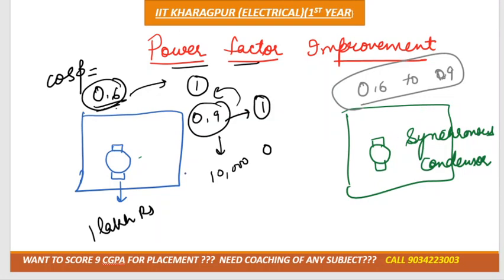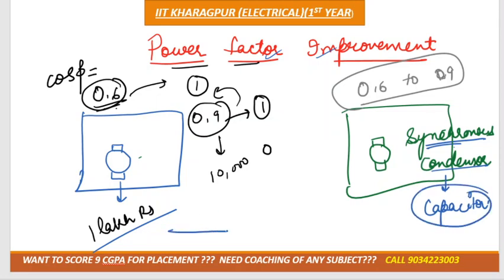So what will you do? Pay a penalty of 1 lakh rupees monthly to the government, or invest your money in a synchronous condenser so that you will never have to pay the penalty? Tell me which option you will choose. The second one. Okay. So now this is known as power factor improvement. That is how you improved the power factor by adding a simple device known as a synchronous condenser, or we can say capacitor.